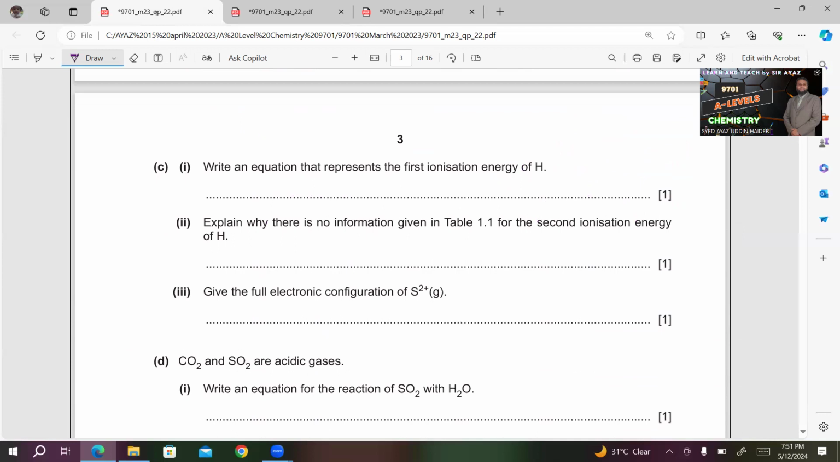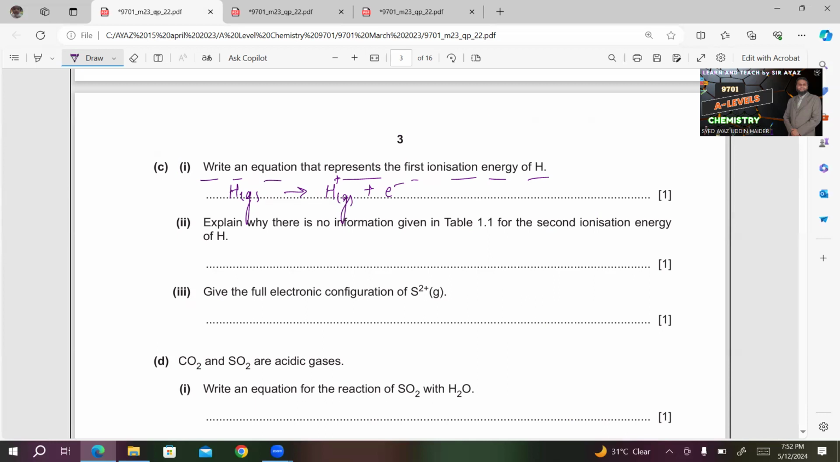Moving to next part, C1. Write an equation that represents the first ionization energy of H. We know that the ionization energy is the amount of energy required to remove an electron from the valence shell in the gaseous state of an atom. So I will write H gas, only 1 atom, not molecule. So it must be forming H plus ion, and it's also in the gas state, and 1 electron will be removed. It will be represented like this.